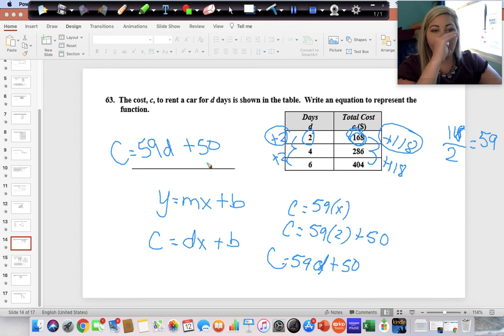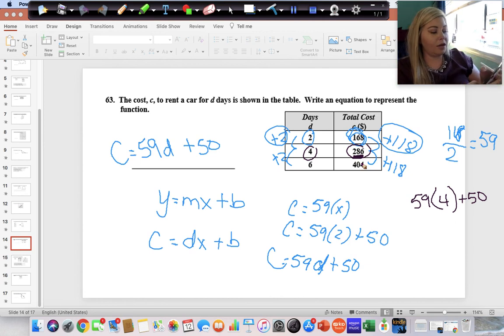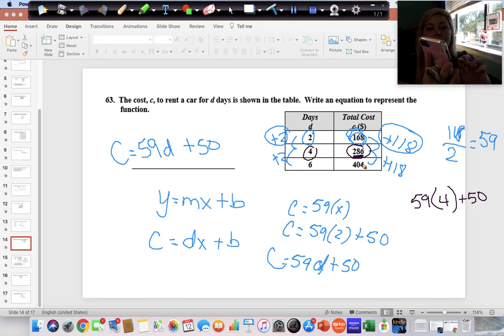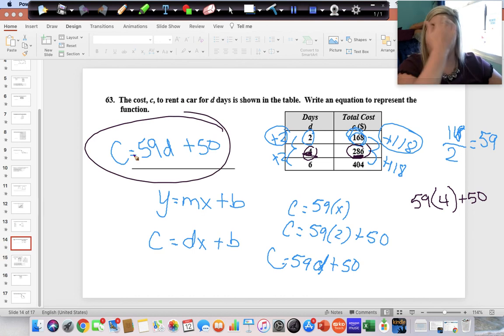And you could put each of these days in for X, and see if you get your total cost. So 59 times 4 plus 50 should give you 286. So just to double check that we got it correct, 59 times 4 gives me 236 plus 50 gives me 286, which is correct. So this is the correct equation.